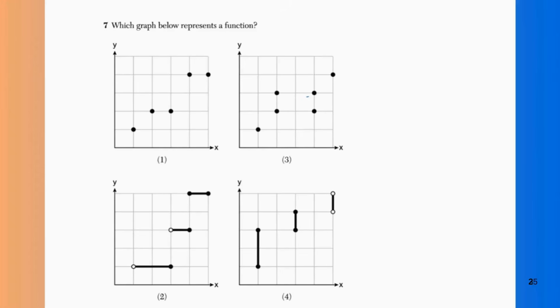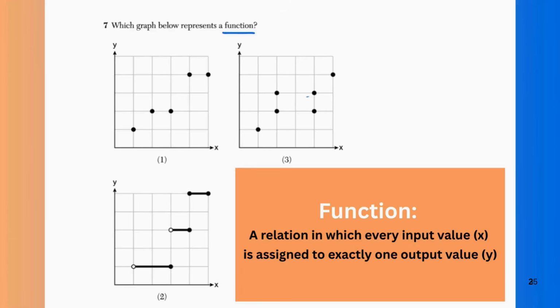Number 7 asks us to identify which graph represents a function. A function is a relation in which every input value is assigned to exactly one output value, meaning every x value can only have one y value. When we're testing for a function and we're dealing with graphs specifically, the easiest way to do it is with a vertical line test. The vertical line test tells me that if I draw a vertical line through a graph, like I'm doing here in choice 3, and it hits my graph more than one time, then this is not a function.